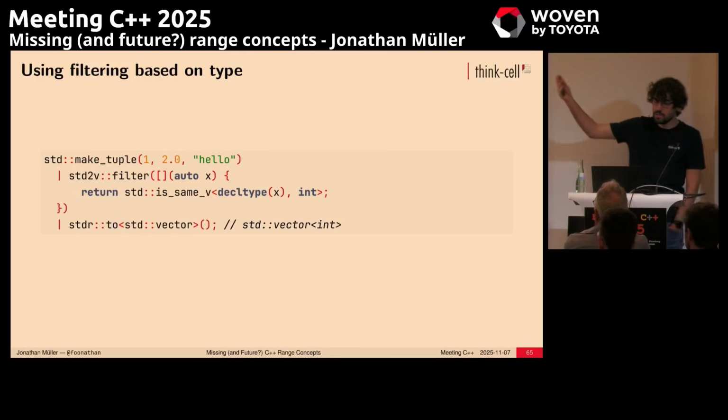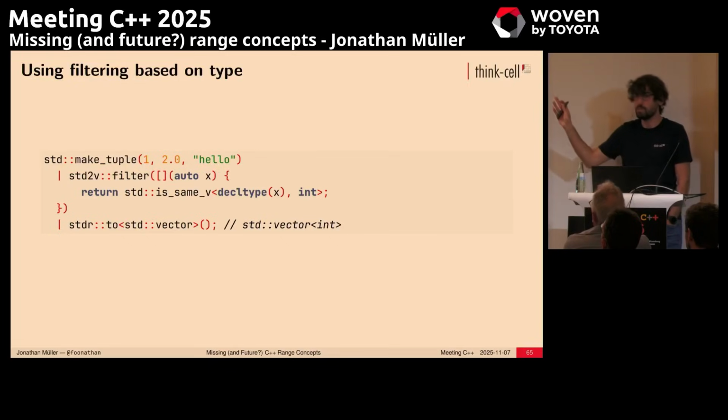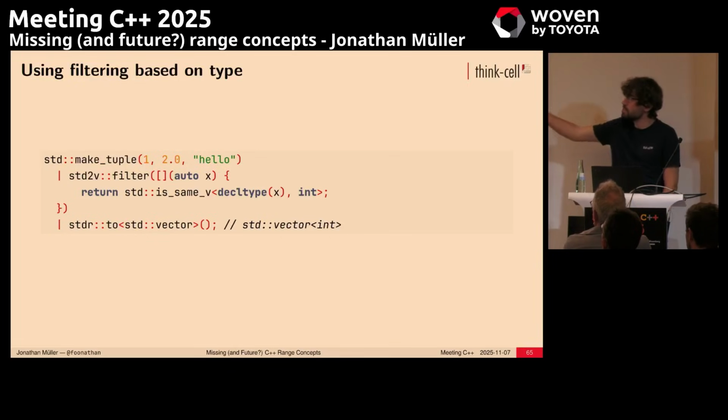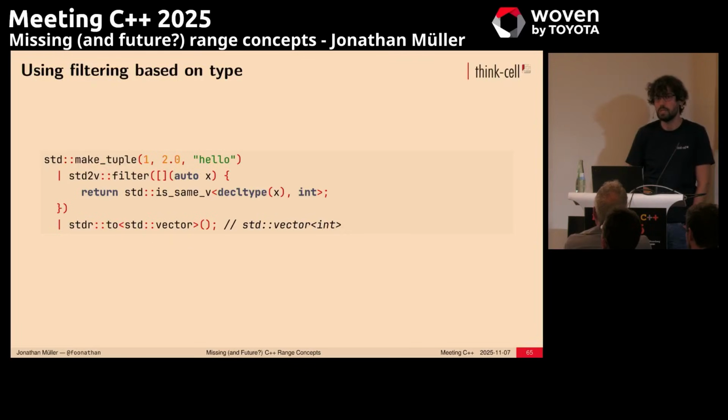And that means we can turn a tuple, we can keep all the ints and convert that into a vector of int. And this code just compiles, right? Because at no point do we actually try to push back a string literal into the vector. It's entirely filtered out at compile time.